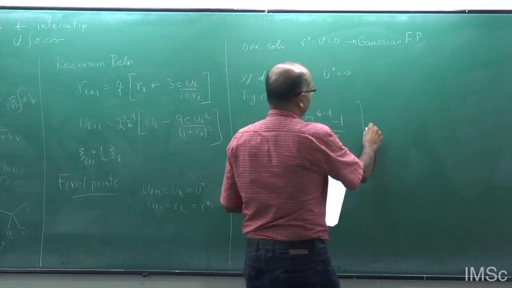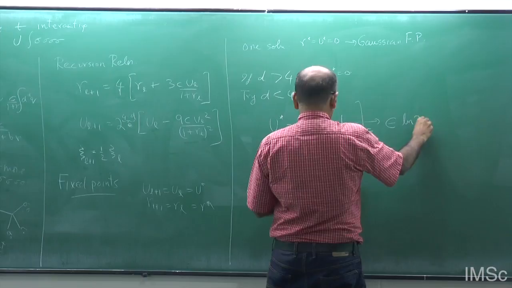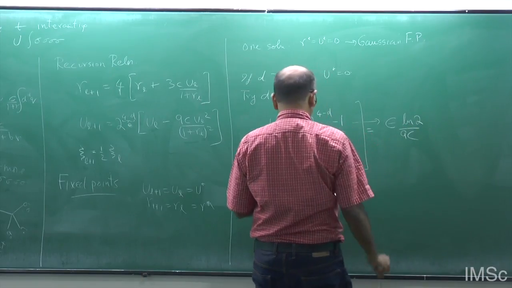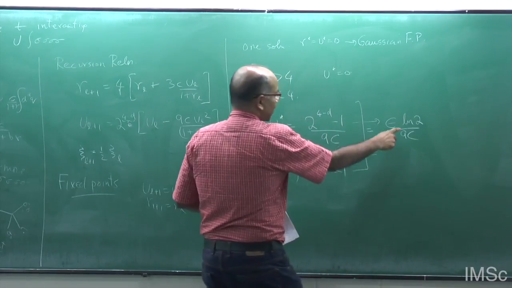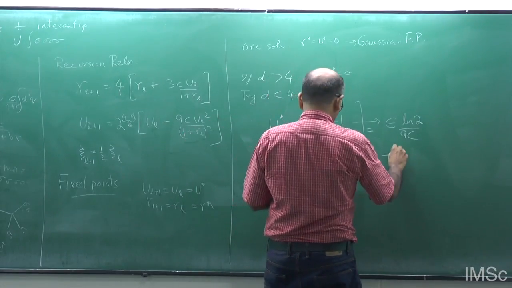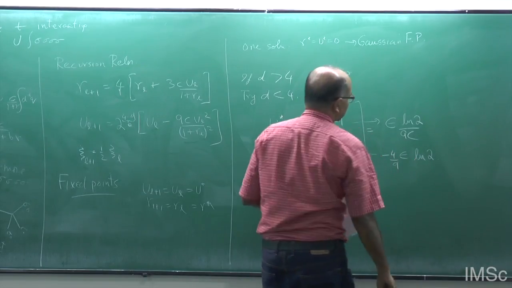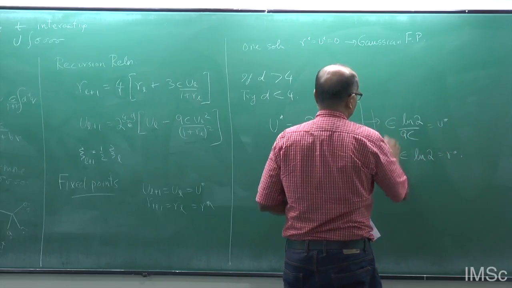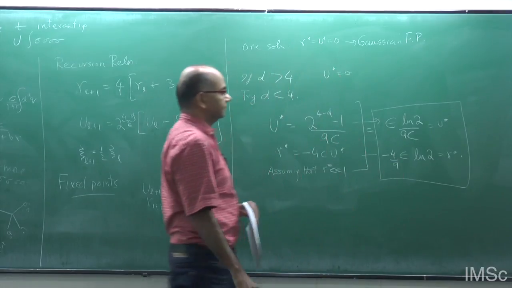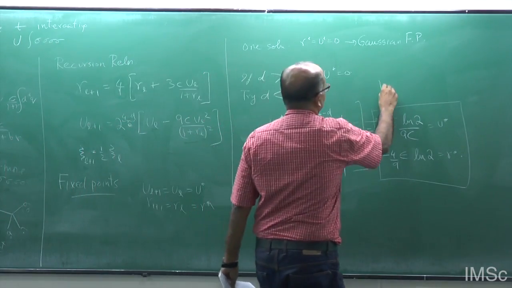So this is basically epsilon, so this thing is epsilon log 2 by 9c, and this one, if you put this value of u star here, this is minus 4 by 9 epsilon log 2. So this is u star, this is r star. So this is the, what is it called, the Wilson-Fisher fixed point.